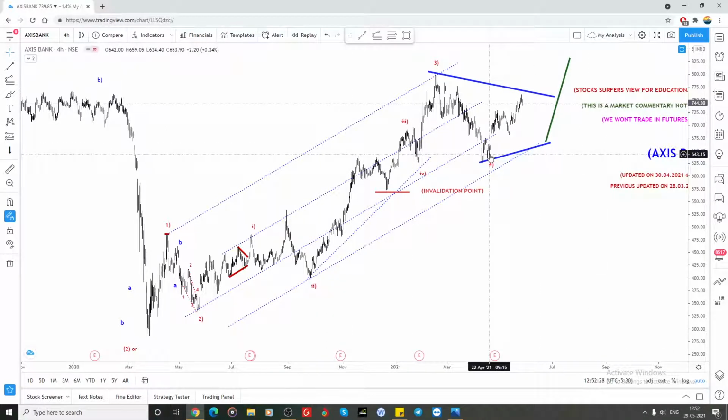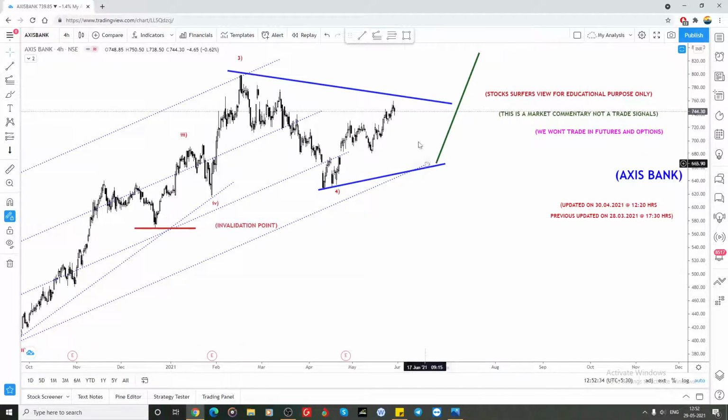Even though ICICI, SBI and this one got moving, HDFC and Kotak are not moving as much as we expected. So 1 2 3 4 5 has ended, and here also 1 2 3 4 5. Otherwise A, B, C, where C is a 5-wave structure. Now I'm expecting a 3-wave structure, A, B, C, D, E, and then it can shoot. Otherwise we have to wait for this to break.